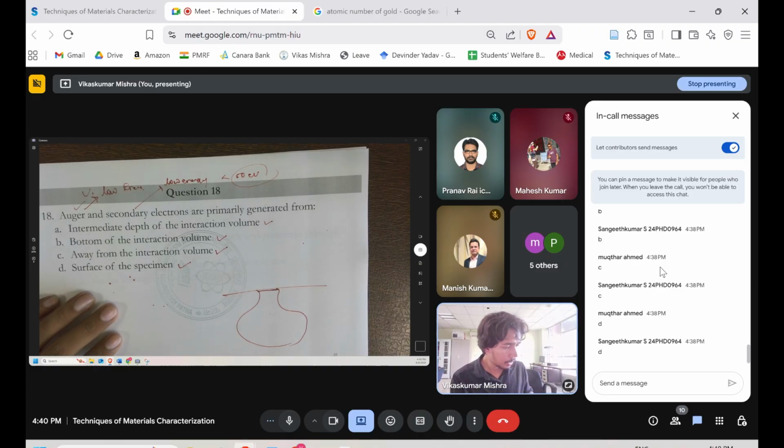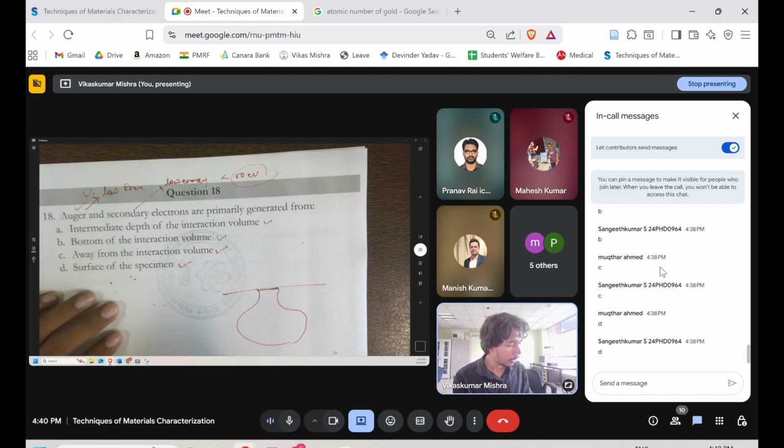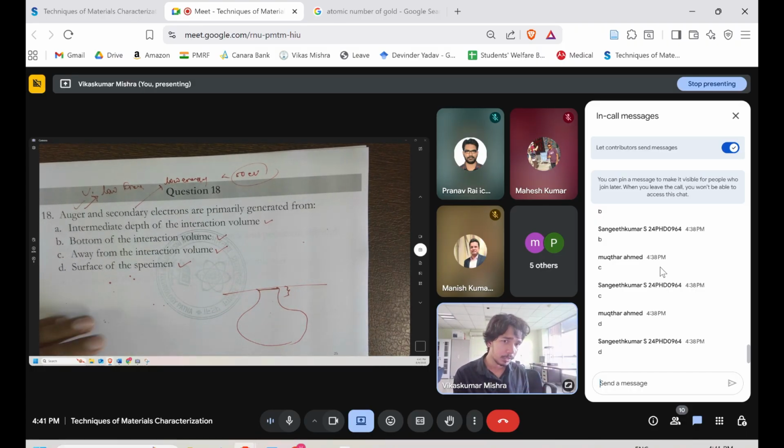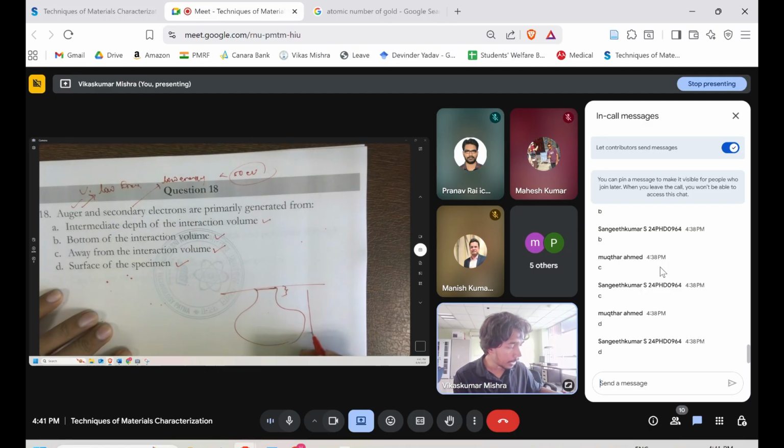Since their energies are less, they will only come from near the surface. We won't get them from the depth. From the depth, we will get BSE, and we will get characteristic X-ray. Those things we will get.